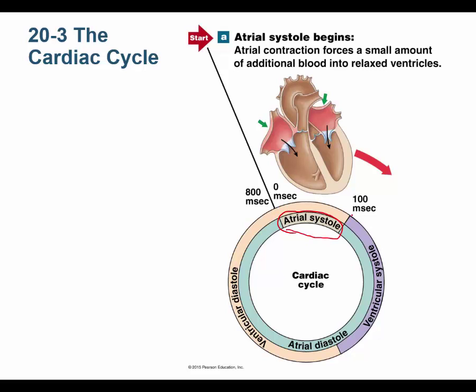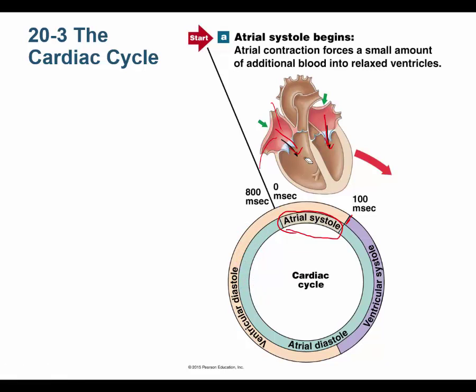Now this takes about 100 milliseconds, as you can see right there. Now the atria contract and they force blood through these atrioventricular valves into the ventricles. But the reality is this: during diastole, when everything's in diastole back in here, blood's coming back. And it actually is passively flowing into the ventricles anyway because those valves are open. So what atrial systole does is just push whatever blood's still in there into the ventricles, but the ventricles already have blood in them because there's been this passive filling during total diastole.